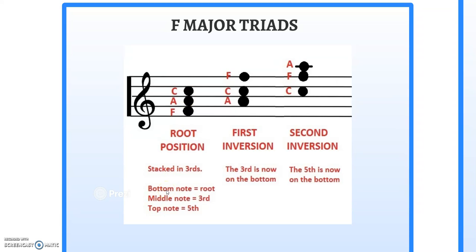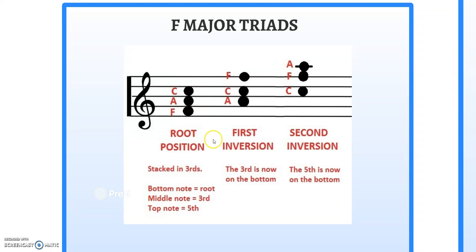The bottom note of our chord in root position we call the root. The middle note is the third because it is a third above the root, and then the top note we call the fifth because it is a fifth above the bottom note F.